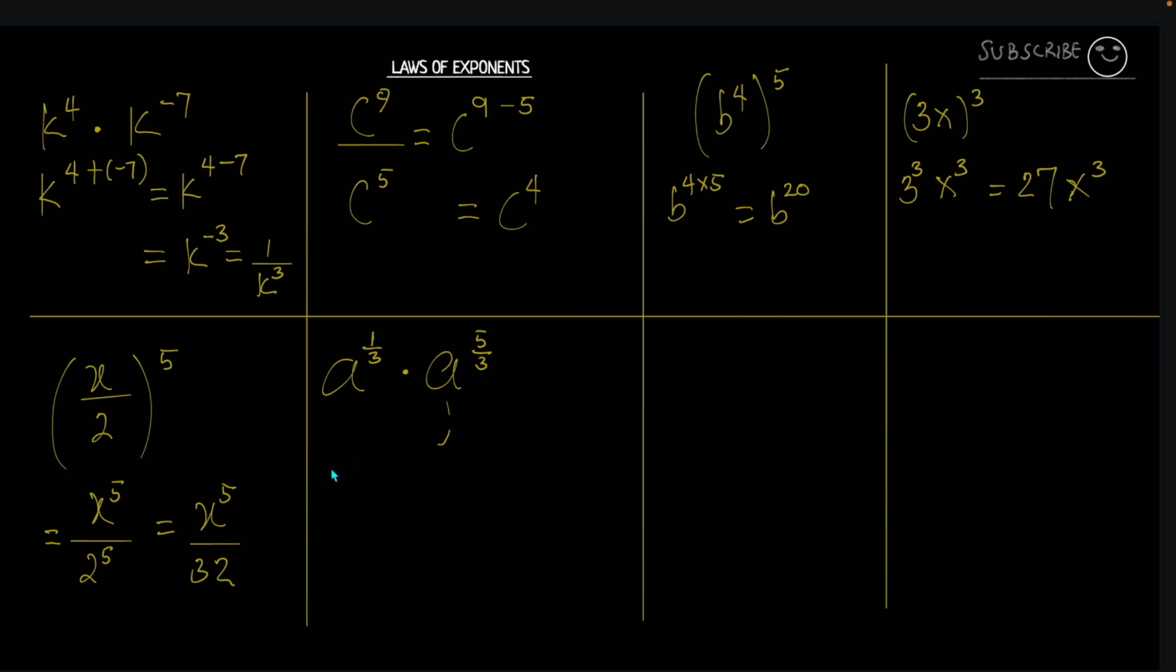Lastly, we still have a product, but this time around the power is in form of a fraction. So a raised to the power of 1 over 3 plus 5 over 3. This equals a raised to the power of 1 plus 5, which is 6, divided by 3. This equals a raised to the power of 2.